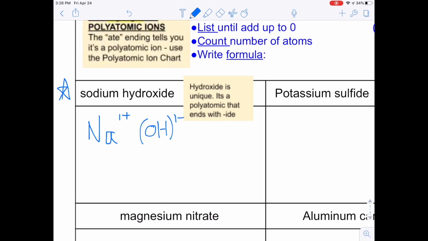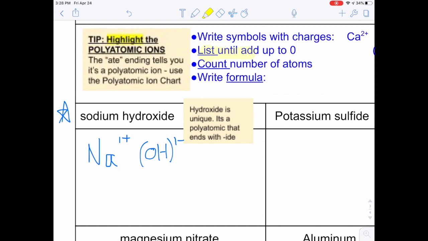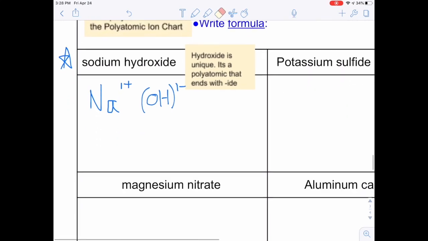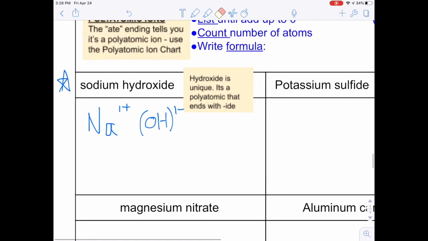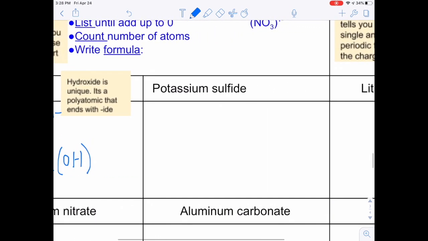And then the second step is to list them until they add up to 0. And +1 and -1 do add up to 0, so I don't need to continue with any listing. And now I just count how many atoms there are and use subscripts to write the formula. So 1 Na, but when it's 1 we don't write a subscript, and 1 OH team. So I'm going to show the team in the parenthesis, but I don't need anything out of the parenthesis because it has 1 team. This one, potassium is K.